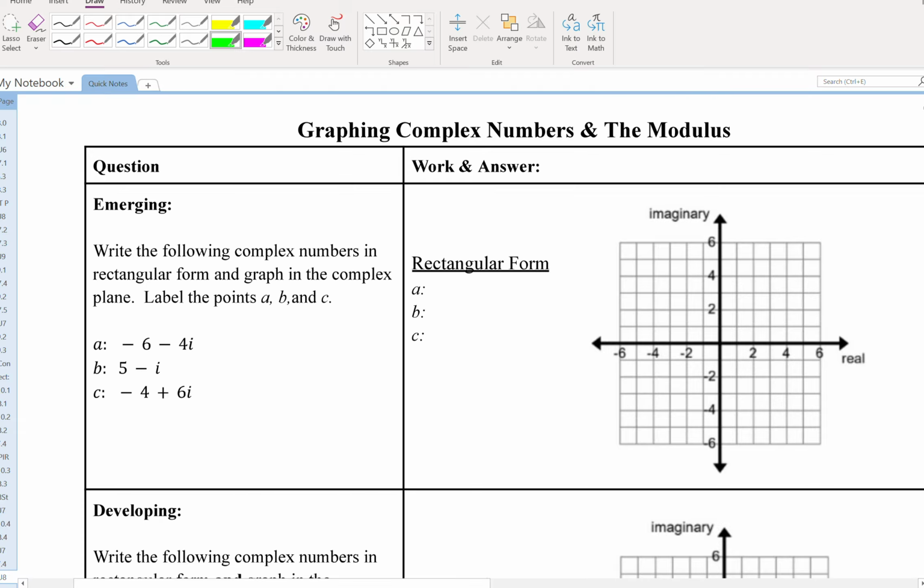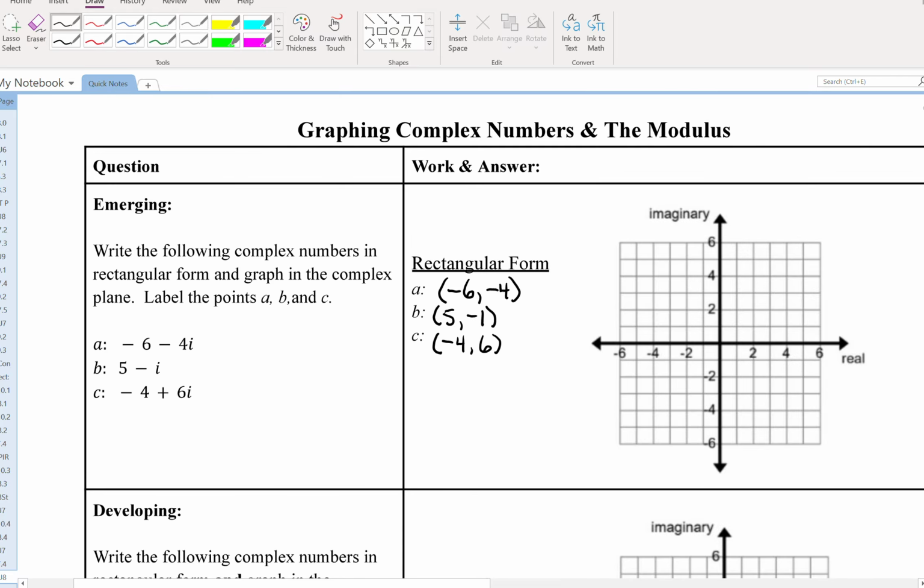So first off, this first one, your real part goes first, and then it looks just like a regular ordered pair of X and Y. So your real part, -6, and then comma, your imaginary part, -4i, so you would just write -4. And so the next one would be 5, comma, and then -i would be the same as -1. And then C, -4 plus 6i would be -4, comma 6.